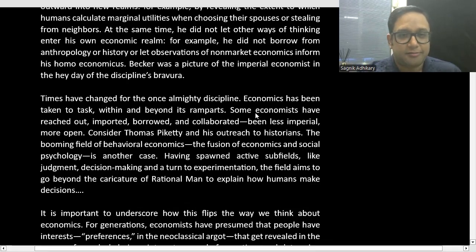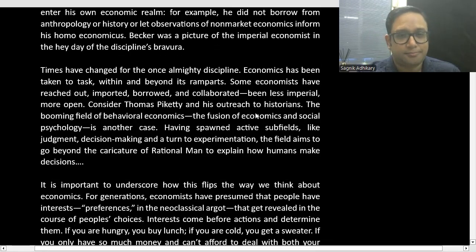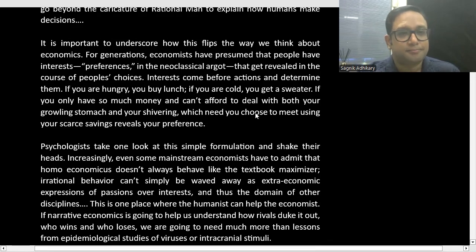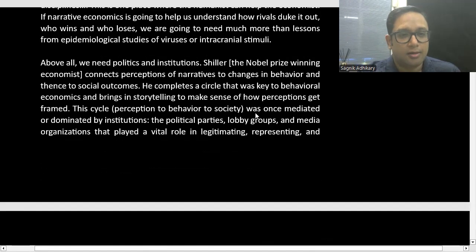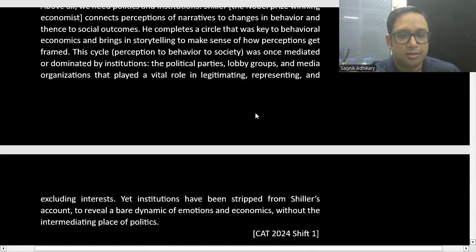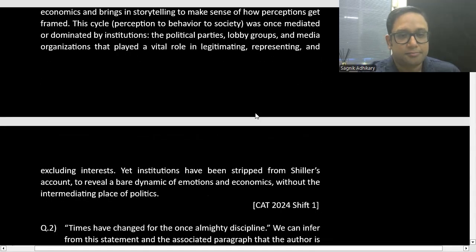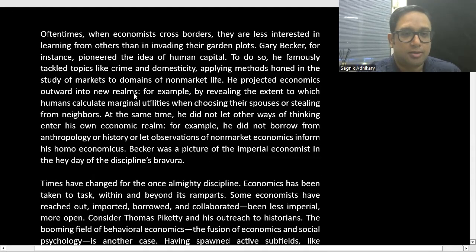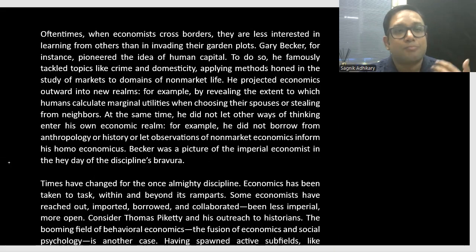This is the first paragraph, the second paragraph, the third and fourth paragraphs, the fifth paragraph, and the end of the passage. 5 paragraphs to this passage. We see that this is from CAT 2024, the first shift, the morning shift. We realize from the passage that it is talking about what factors influence economy or economics, the study of economics.